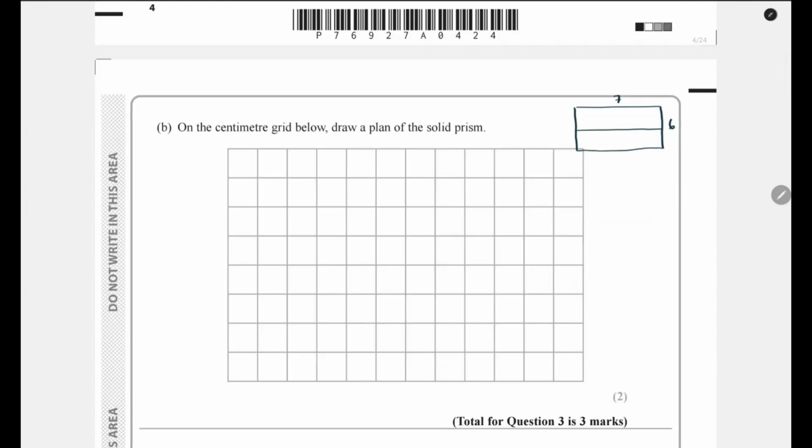And so if we draw this onto our centimeter grid, we have 1, 2, 3, 4, 5, 6, and 7, and then 6 down. 1, 2, 3, 4, 5, 6 down. And so if we join that up, like so, and then we know we've got a line in the middle at 3 centimeters. So that's 7 centimeters by 6 centimeters.